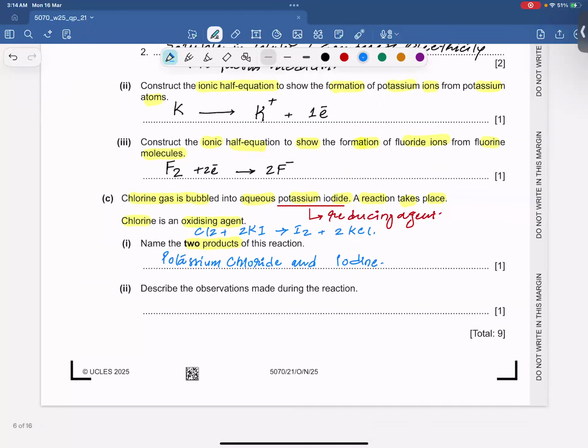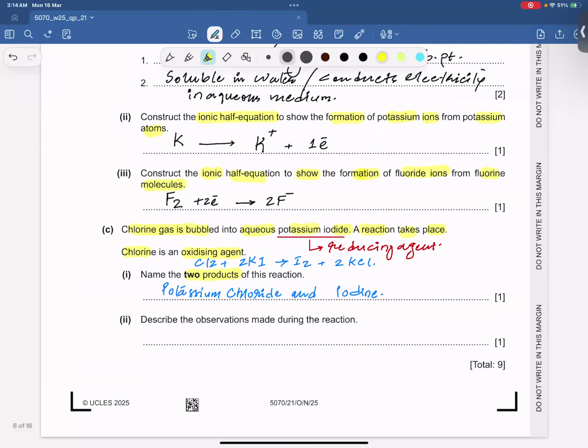Okay. Describe the observations made during the reaction. Obviously, iodine is obtained, so it shows a brown solution.